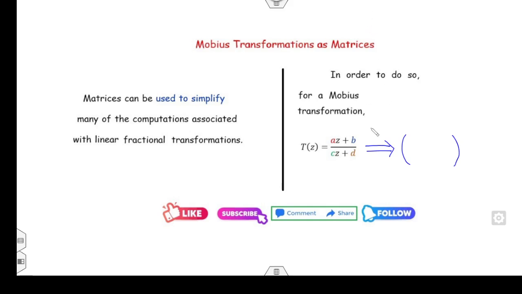How can you write the matrix format? The first row has the coefficients A and B, and for the denominator part it is C and D. So for any Mobius transformation, we can write the associated matrix A, B, C, and D.